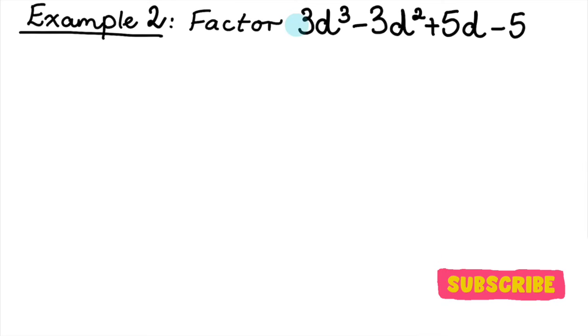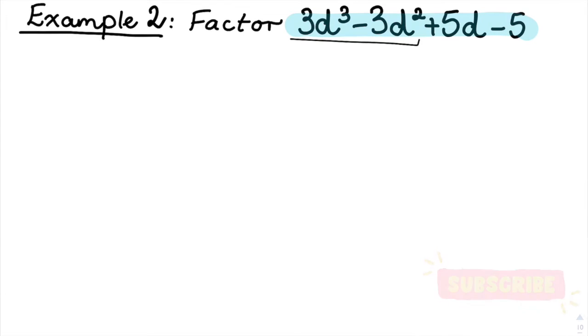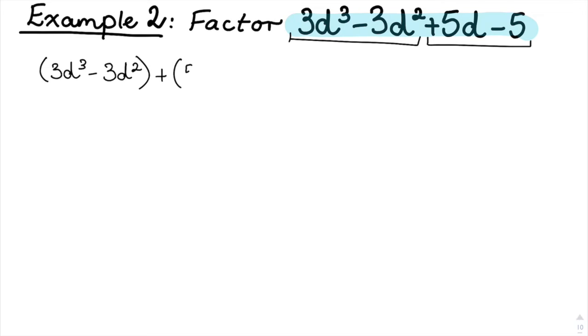In this example, we are asked to factor this expression. I'm going to start again by just grouping them. I'm going to group these two together and these two. I've got my 3d cubed minus 3d squared. And then we separate each set of parentheses by an addition when we're pairing. And then I'm left with 5d minus the 5.